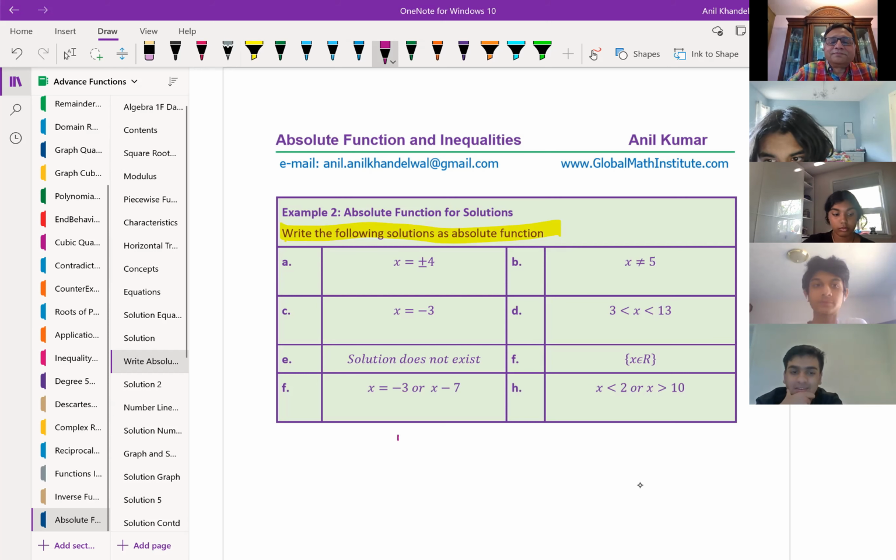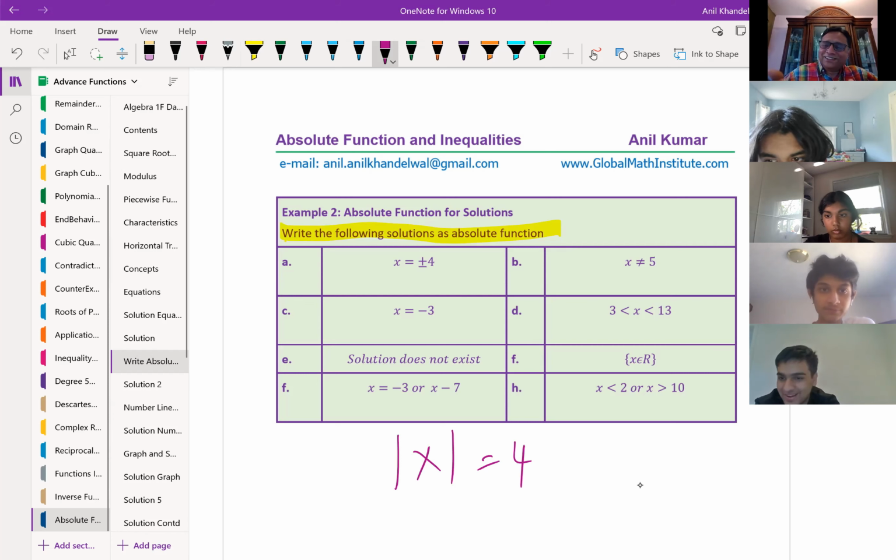Is it X equals absolute value of 4? I mean absolute value of X equals 4. Very simple, right? Correct. How about this?